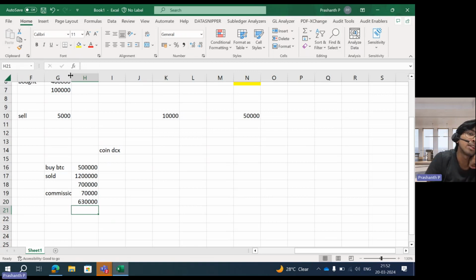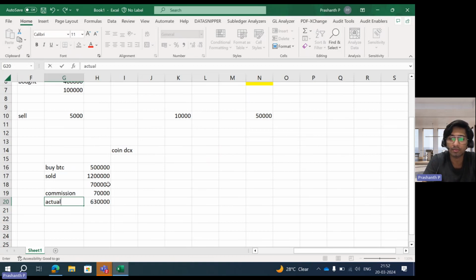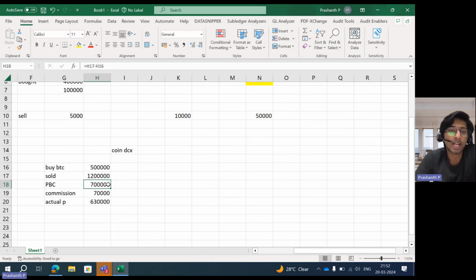Now my question is, we have to compute tax. On what value do we have to compute tax? Is it on 7 lakh rupees or on 6 lakh 30,000? This is the actual profit, and that is the profit before commission. As per the income tax provisions, we have to calculate tax on 7 lakh rupees, not on 6 lakh 30,000. Why? Because you don't get the benefit of claiming other charges from your profit earned.